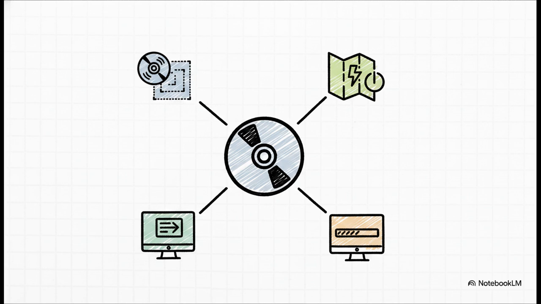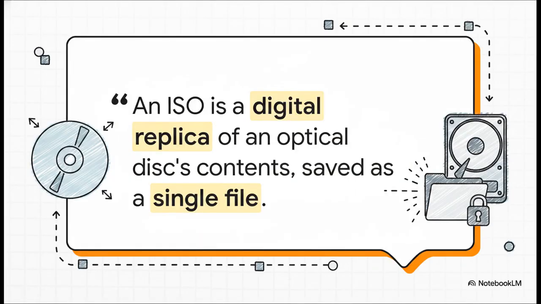1. An ISO is a complete disk image. 2. It's got the full file system and that all-important boot data. 3. You can mount it and treat it just like a real disk. And 4, it is the gold standard for booting and installing operating systems. If you remember just one thing, let it be this. An ISO is not just another file taking up space on your drive. It is a complete, self-contained disk, perfectly preserved in digital form.